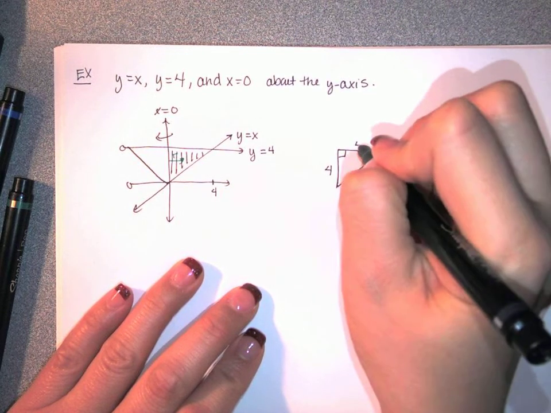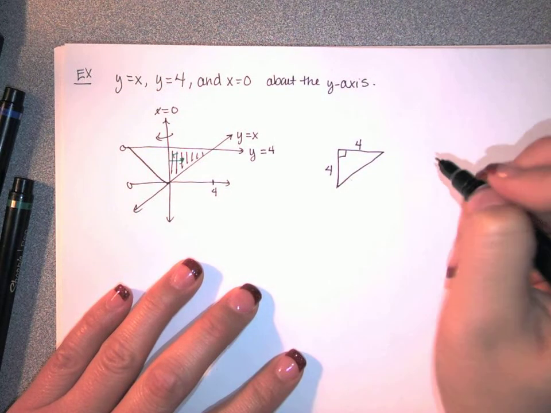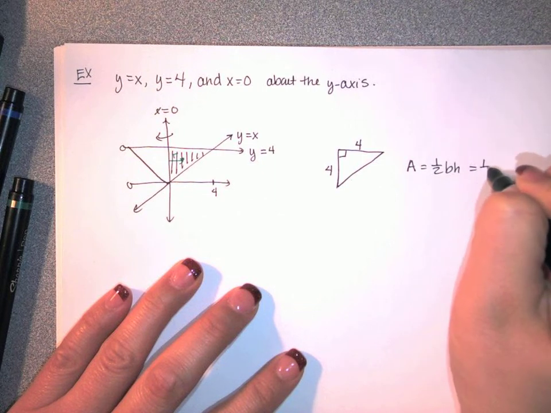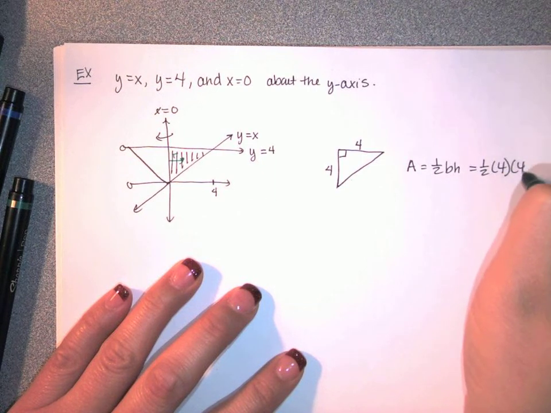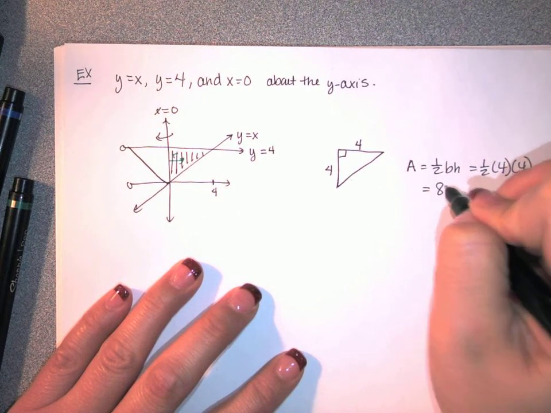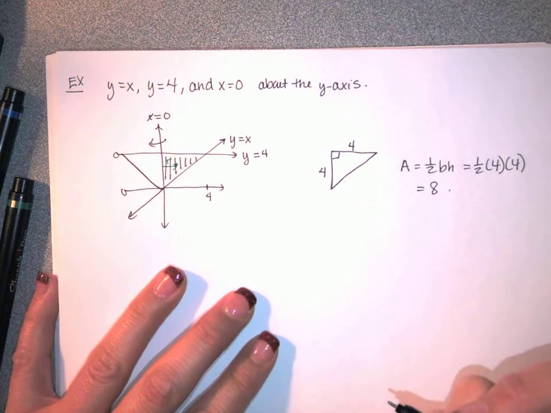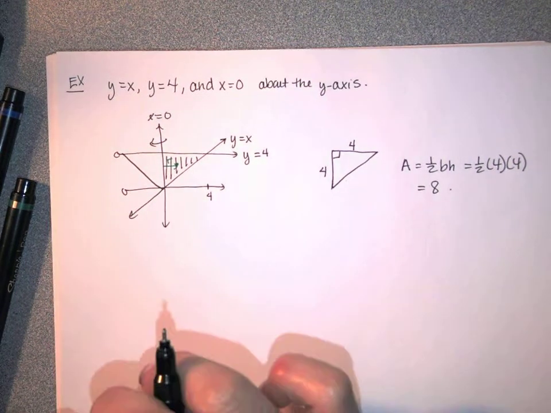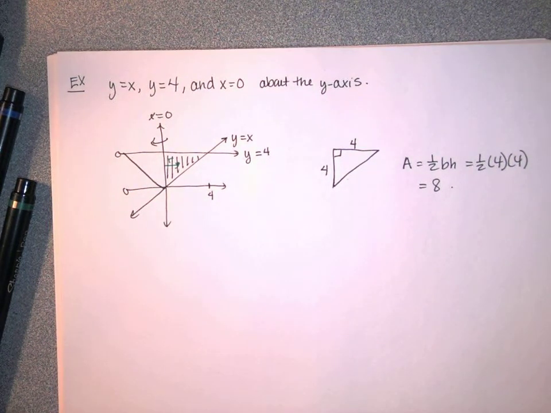It's 4 units tall by 4 units. So the area is 1/2 base times height. Base and height are both 4. 4 times 4 is 16. Half of 16 is 8. So we get 8 units squared for our area. Now we need the centroid of this. That's a little bit harder, but it's not too bad.